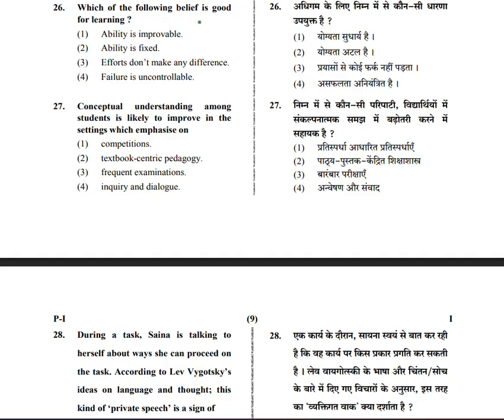Which of the following beliefs is good for learning? So which one is the good belief for learning? Ability is improvable, ability is fixed, efforts do not make any difference, failure is uncontrollable. So here the good belief for learning is that ability is improvable.